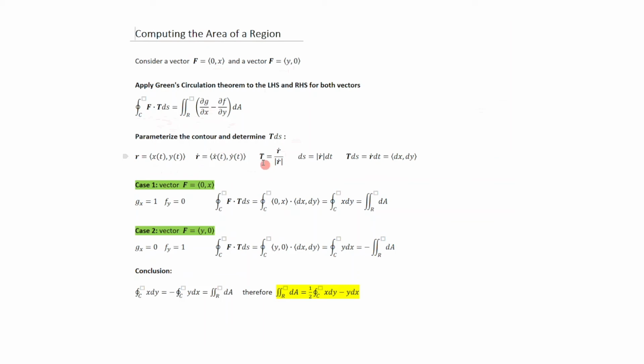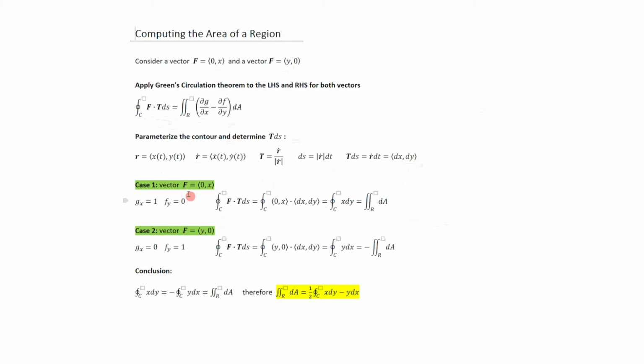The unit tangent vector that's tangent to the contour would be r dot over the magnitude of r dot, and ds, which would be the magnitude of r dot dt. Or T ds is r dot dt, and you can write this out in explicit form. This will just become dx, dy. So let's go through each one of the cases in turn.